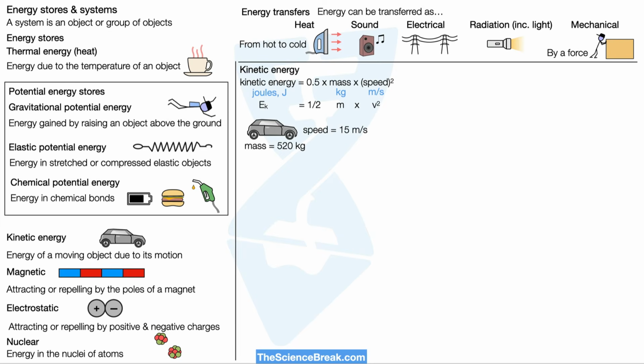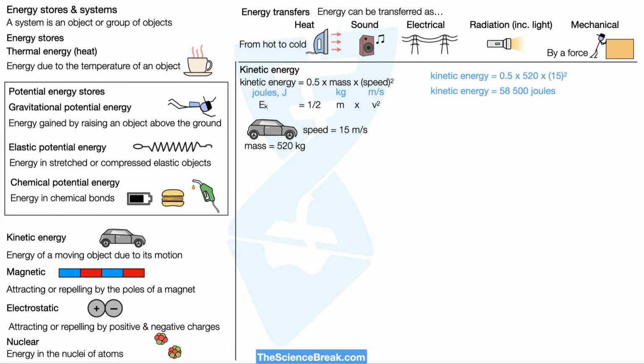And we can look at an example. Imagine we have a car with a speed of 15 meters per second and a mass of 520 kg. You could pause there and give this one a go quickly if you like, but if not, kinetic energy is 0.5 times 520 times 15 squared. And if you put that into your calculator, you get an answer of 58,500 joules.